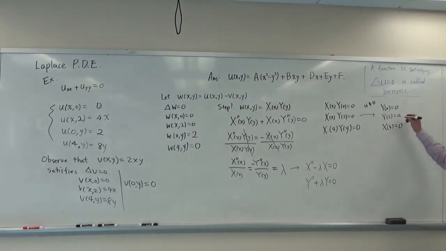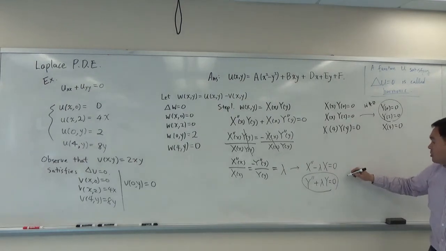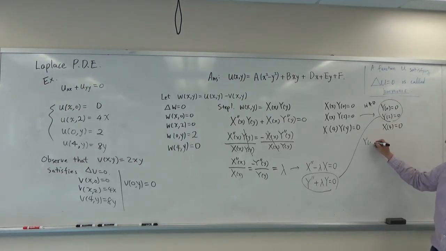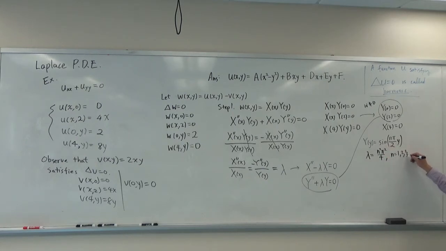And now we've done Sturm-Liouville enough times to know that these two combined should say what? Y of y should be what? Sine has to be sine, right? Sine of n pi over L, but L is 2, so it's sine of n pi over 2 of y. It's a function of y, so you have to put y, not x, okay? And then you have lambda, which has to be n squared pi squared over 4, with n equals 1, 2, 3, and so on. And then you plug that into here, which gives you X double prime minus n squared pi squared over 4 X equals 0. And notice that our condition is that X of 4 is equal to 0.